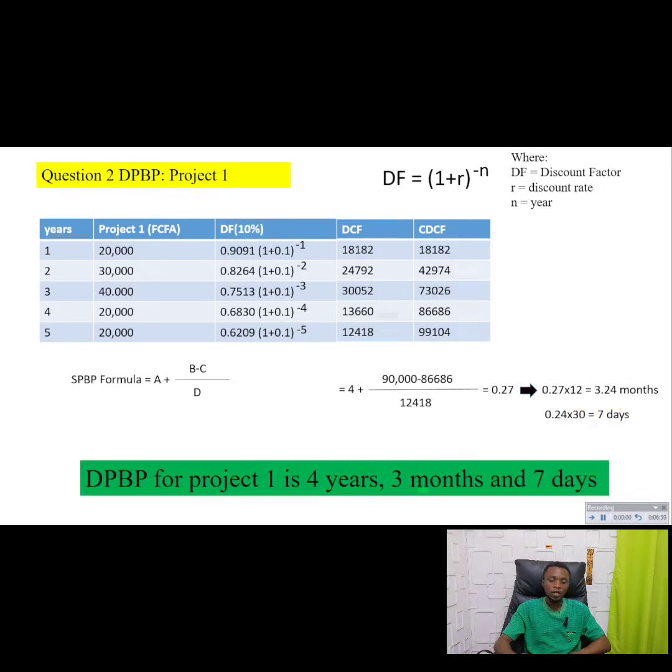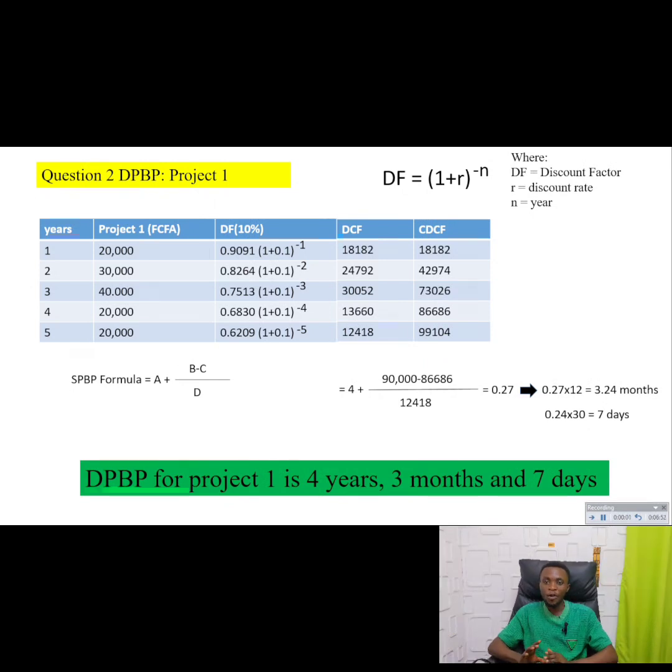So this means the discounted payback period for project 1 is 4 years, 3 months and 7 days. It means that if we invest in this project, it's going to take us 4 years, 3 months and 7 days to realize our initial capital. Now let's move forward to project 2.